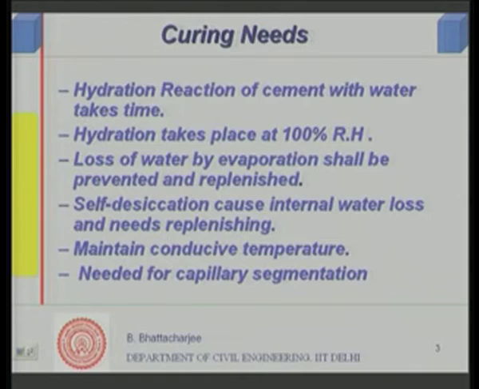One more additional important point related to curing is, as we shall see in one of our later lectures, that hydraulic cement when it reacts with water, since all water does not react instantaneously, some of the water will evaporate.